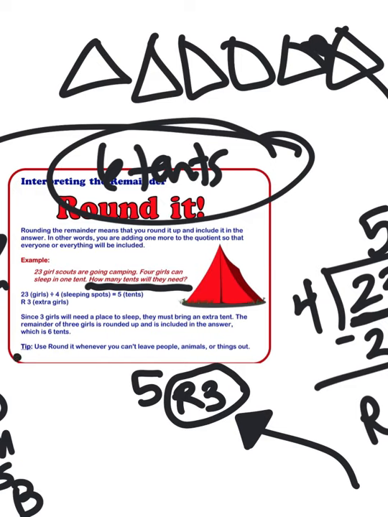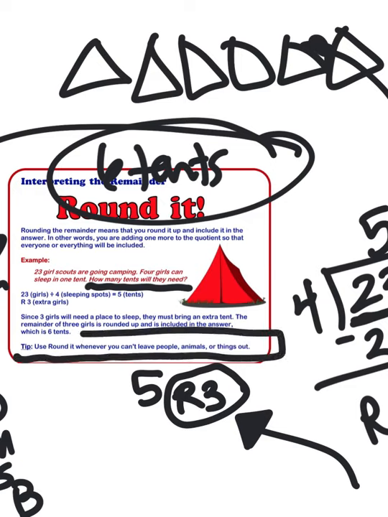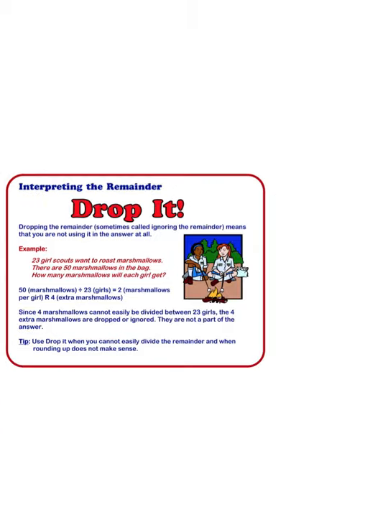One thing to think about is whenever your remainders are people or animals or food, a lot of times you will round it into your quotient and you will round up to the next whole number.